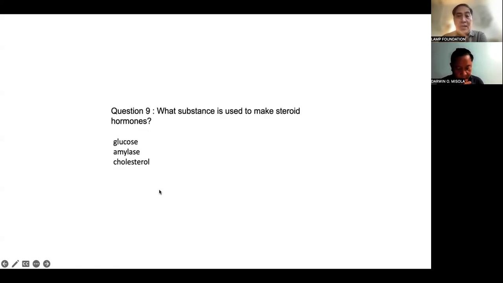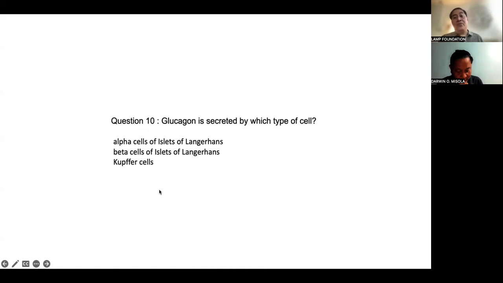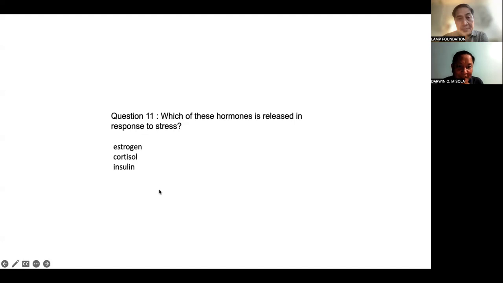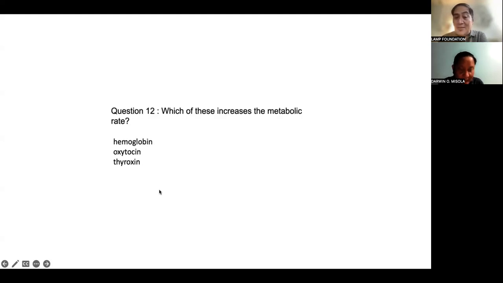What substance is used to make steroid hormones? Cholesterol. Glucagon is secreted by which type of cell? The alpha cells of islets of Langerhans. Which of these hormones is released in response to stress? Cortisol. What does it do to the blood sugar? Raises the blood sugar. Increase, yeah. Yes. Remember that. That is why our patients should be relaxed, no? Look at acupuncture as a maintenance thing.